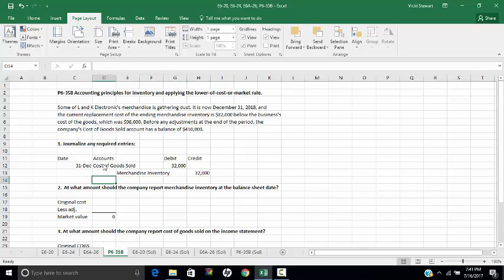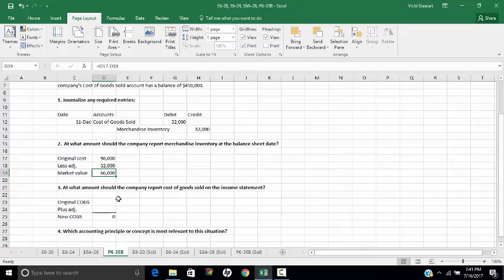The second part of the problem says, at what amount should the company report merchandise inventory at the balance sheet date? The original cost of the merchandise inventory was $98,000. However, after we post the entry that we made in Part 1, it will reduce the value of the inventory by $32,000, and we will report it in the balance sheet at its market value or current replacement cost of $66,000.